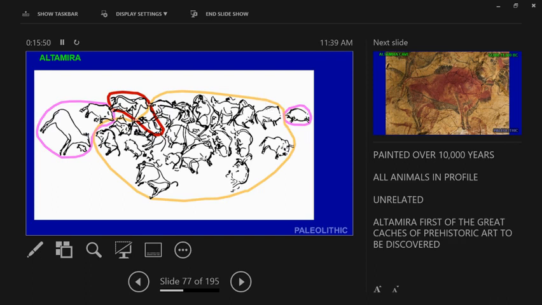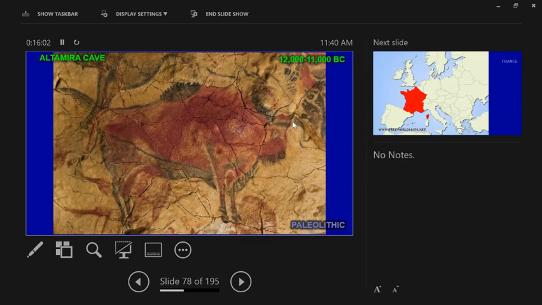So the yellow circle shows one group that was painted at one time. The red shows another group that was painted at another time. And then the pink shows another group that was painted at another time. But that's what these figures are. They are bison. And we are going to stop there.